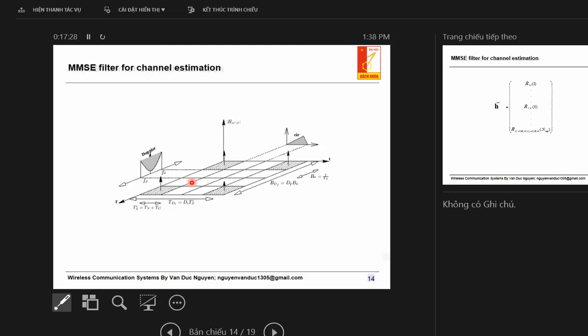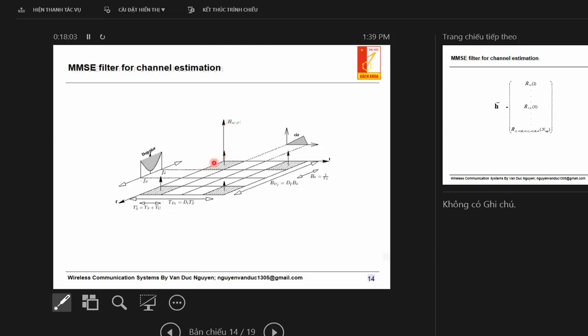And here is an example, to deploy the mean square error, that I draw for the OFDM system. In the OFDM system you describe the signal in a two-dimensional domain. I'm sorry, here is the frequency domain, and here is the time domain. And here is the amplitude or the power of the signal.